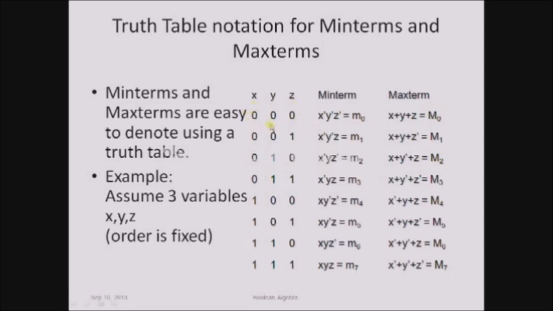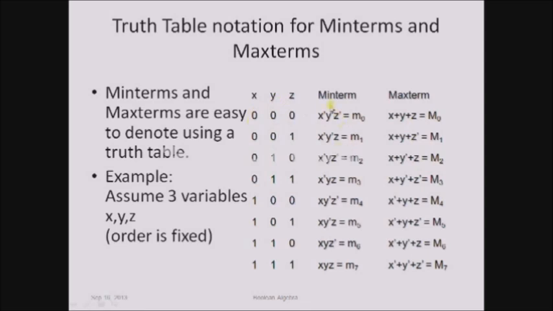This 0 indicates the decimal representation of this combination. Okay, and maxterm. Maxterms are represented with the help of sum terms, that is, they include the operator plus. So x plus y plus z. Why? Because all these three variables are holding 0, so they are represented in uncomplemented form, and the representation is capital M0. The 0 indicates the decimal representation of this particular combination.